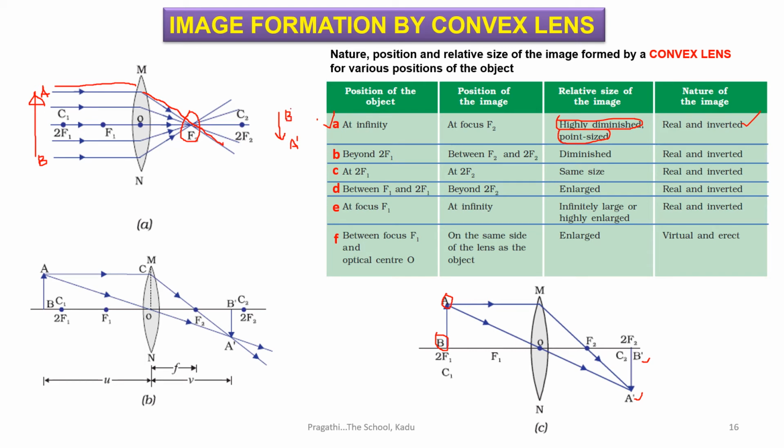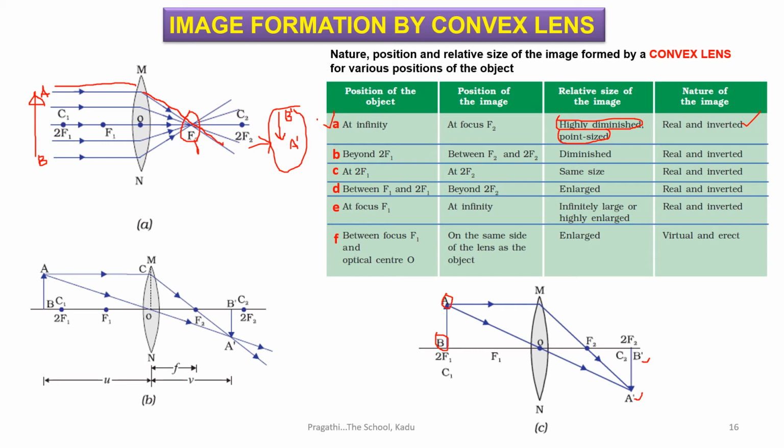Correct. But are we seeing the same kind of thing here at this point, the principal focus? No. Why? Because it will be very, very small. It is point size. The same thing I have drawn here will be in the form of a point. That means the size will be very, very small, but it will be real and inverted.